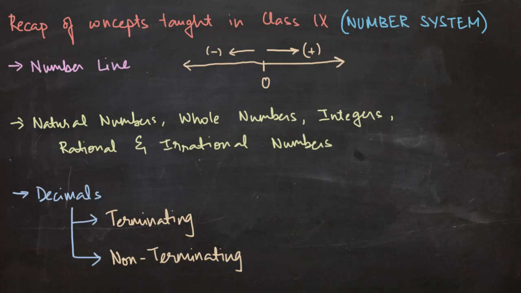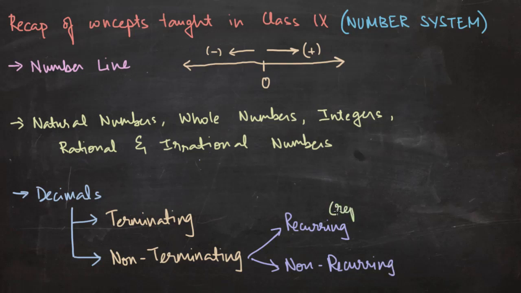Non-terminating decimals can again further be of two kinds. They could either be recurring decimals or non-recurring decimals. The word recurring over here is nothing but repeating, or non-repeating decimals. Yeah, so that is what recurring means.